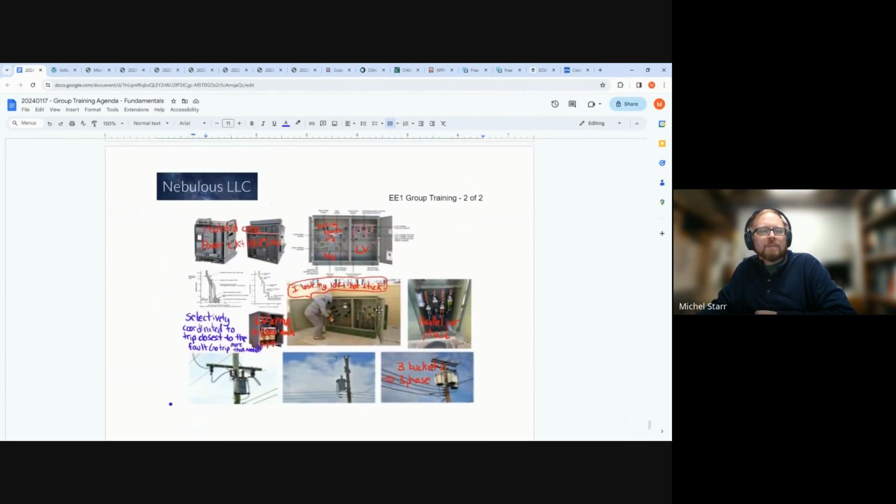This is a transformer. This is the high voltage side and the low voltage side. And this person doesn't have a hot stick, but is out there pulling the boots off of the termination, a medium voltage termination. And then here's overhead line design, which is the buckets you see. So this is a three-phase service probably, and this is a single phase.